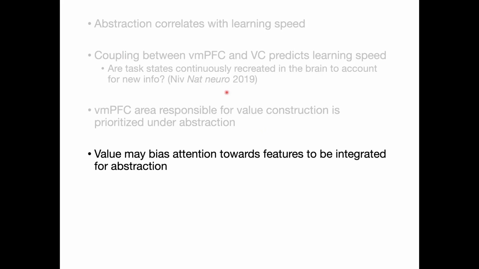And value may bias attention towards features to be integrated for abstraction. This is where our neurofeedback experiment points in the direction, because when we add value artificially to a feature, we see that this feature, or abstraction, is more likely to be used to learn the task.